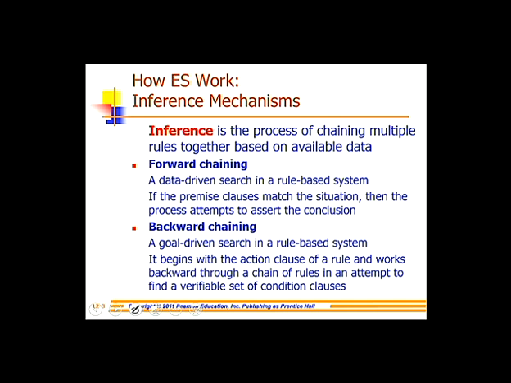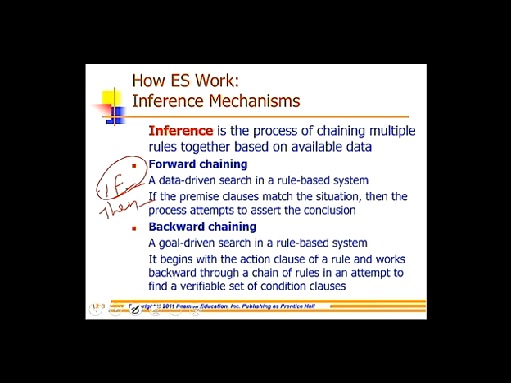Now there are two types of inference mechanism. First is forward chaining and second is backward chaining. In forward chaining, as the name implies, it moves in a forward direction. In the rules we have an if part and a then part. The if is the premise and the then is the conclusion. So in forward chaining we start from the if part. We call it a data driven approach.